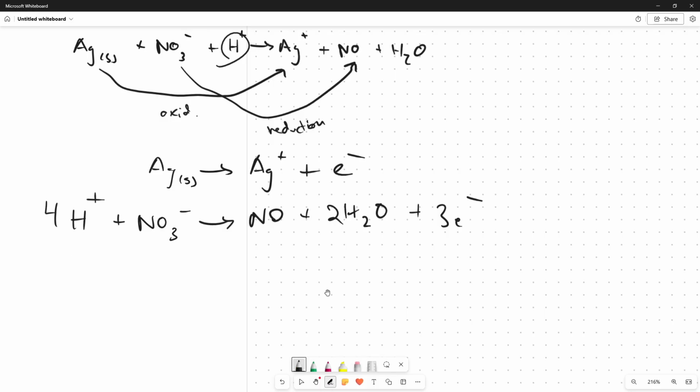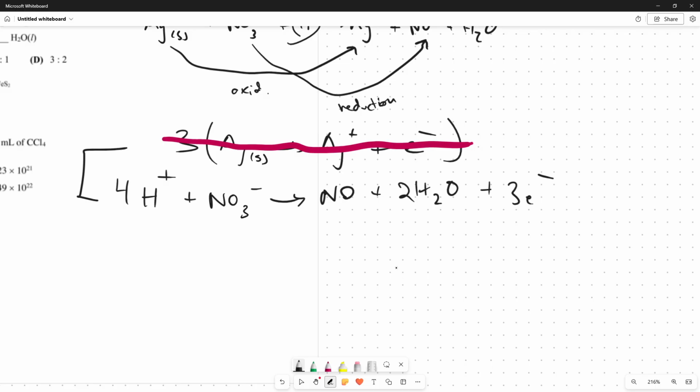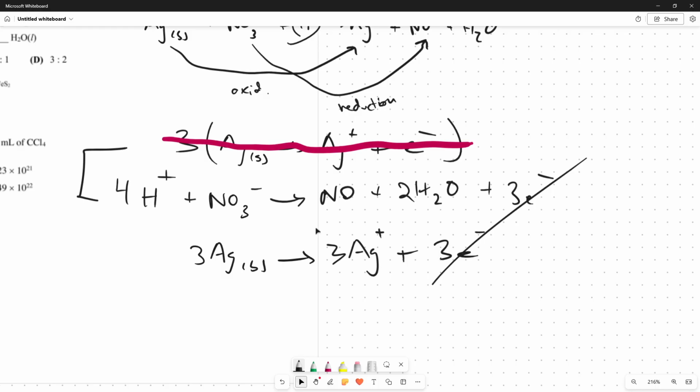Okay. So now we have 2 reactions here. We have our oxidation reaction and our reduction reaction. However, we have a different amount of electrons, and we don't include electrons in our equation. So we're going to have to cancel out the electrons. The easiest way to do this is just by multiplying this by 3, because we'll end up with 3 electrons, and we can cancel that out at the end. So once we do that, we're going to end up with 3 AgS, 3 Ag plus, and 3 electrons. Now we can cancel out the electrons and add all this together.